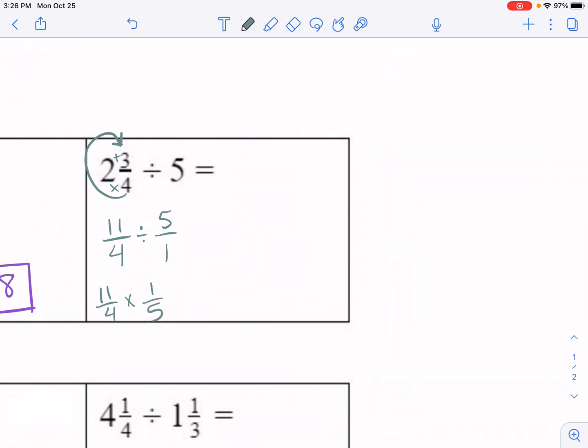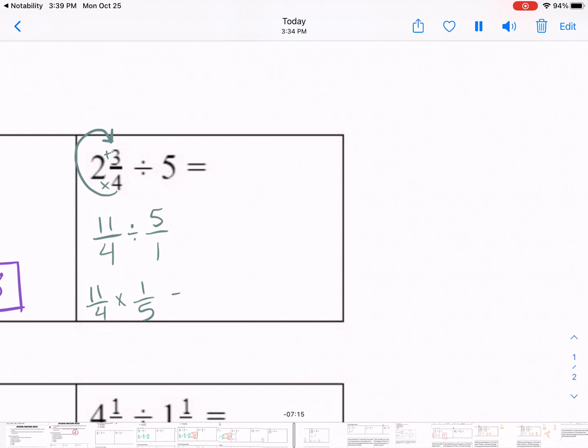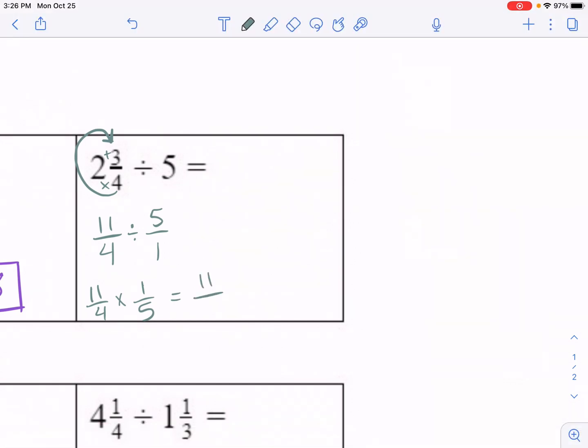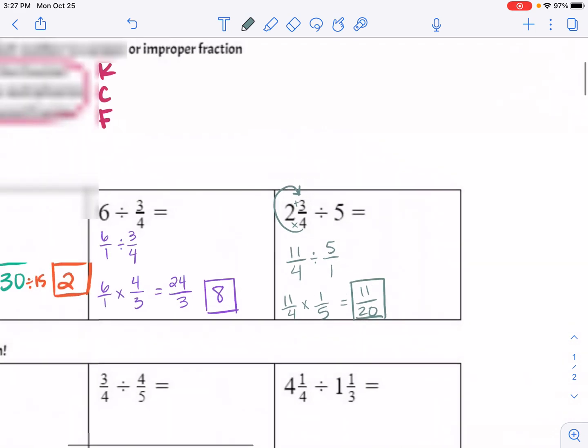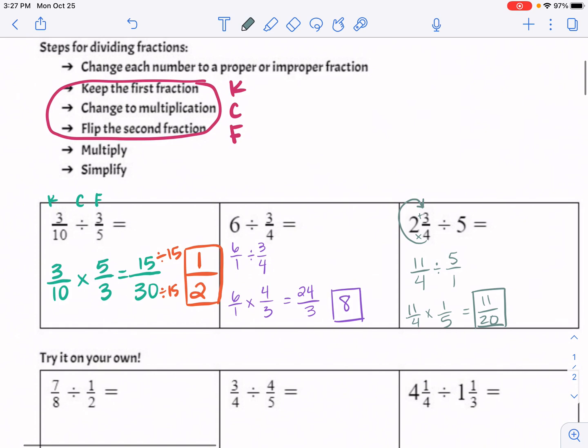All right, now let's just multiply straight across. 11 times 1 is 11. 4 times 5 is 20. And then let's check, can I simplify that? Nope. 11 can only be divided by itself and 1, and then 20 can't be divided by 11. So that's it. 11/20.